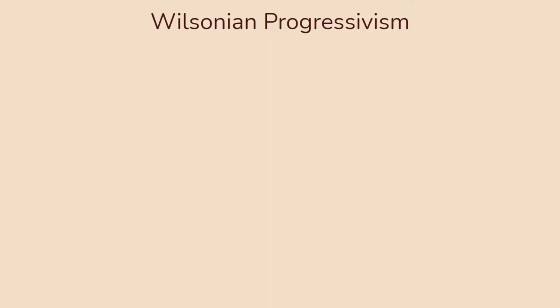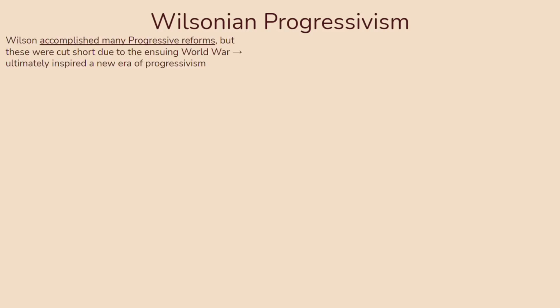So to start off, let's talk about Wilsonian progressivism. Specifically, what exactly is it and what exactly does Wilson do that makes him a more progressive president? And by the end of the chapter, one of your takeaways should be that Wilson accomplished many progressive reforms as president, but ultimately these were cut short due to the ensuing World War, and it ultimately inspired a new era of progressivism.